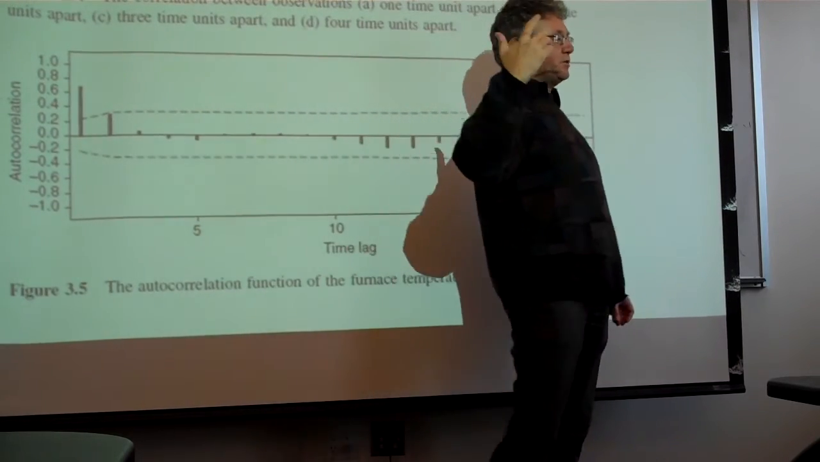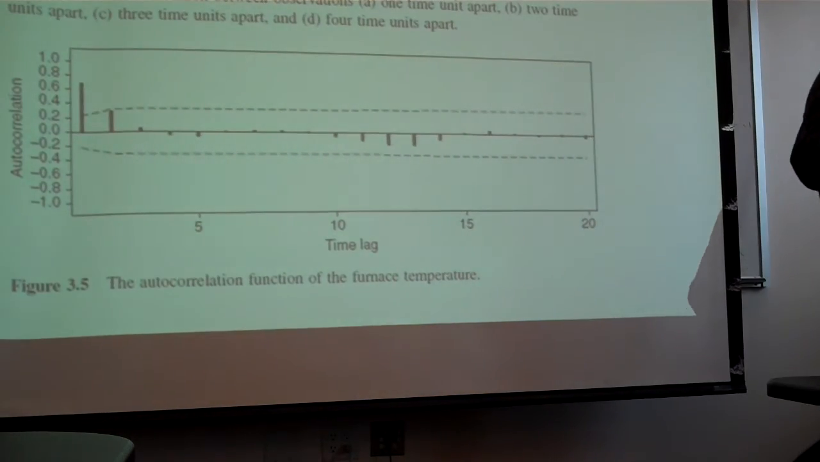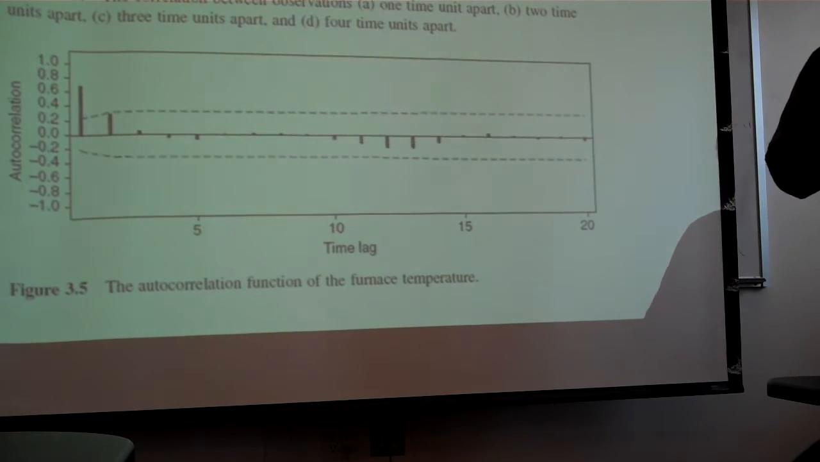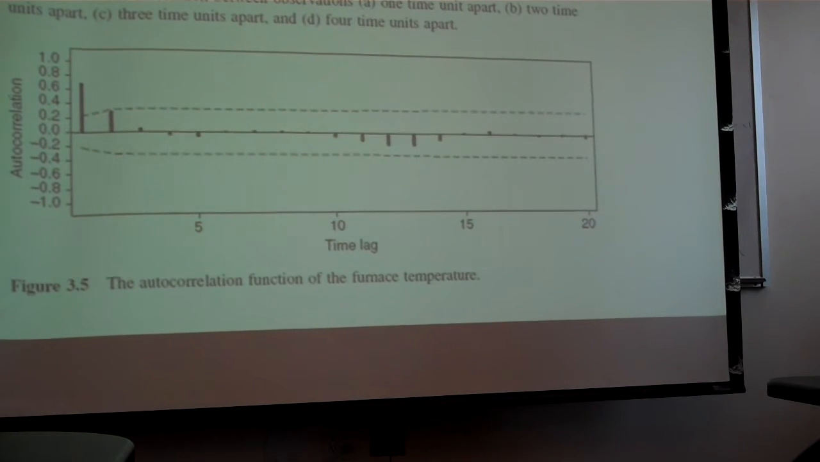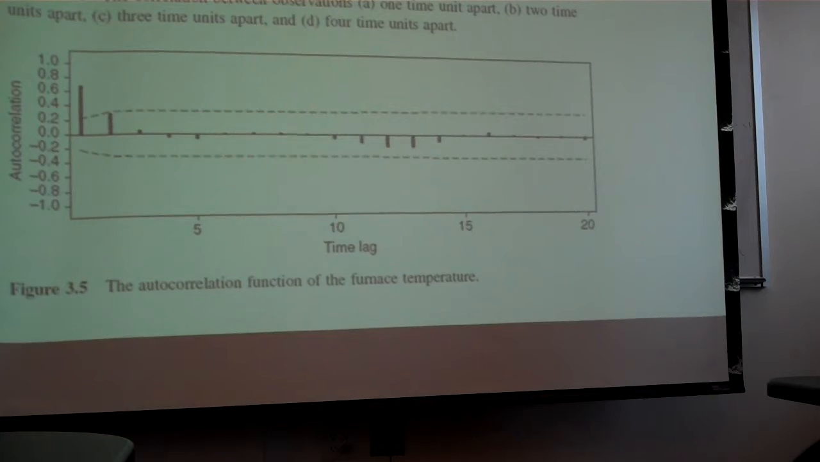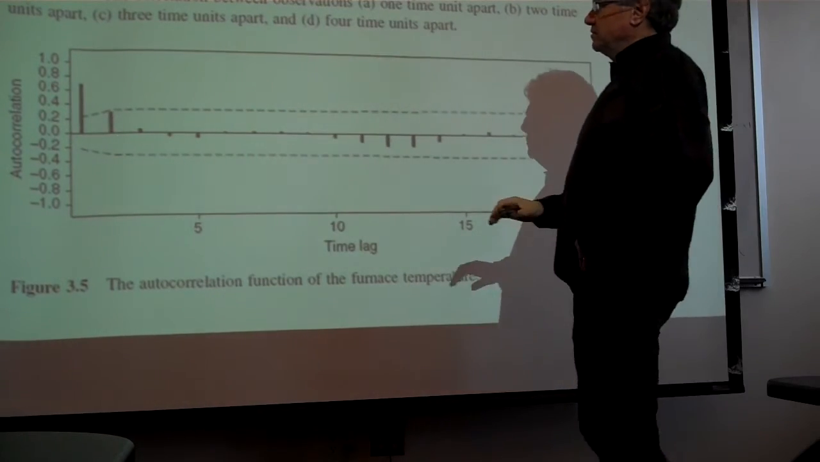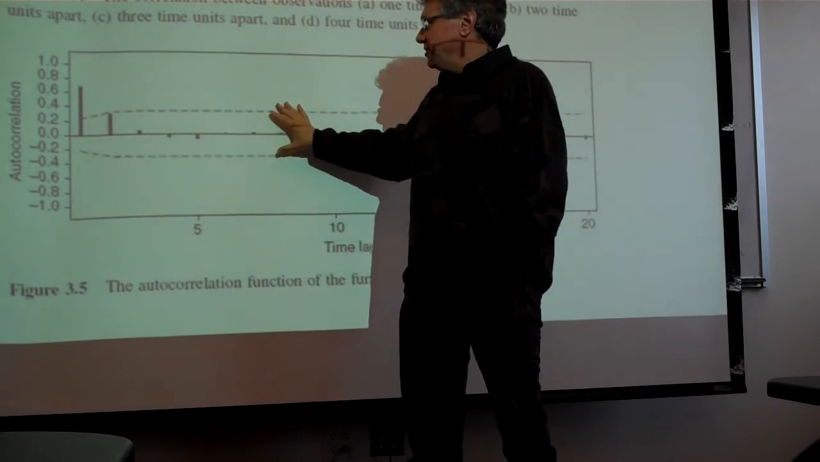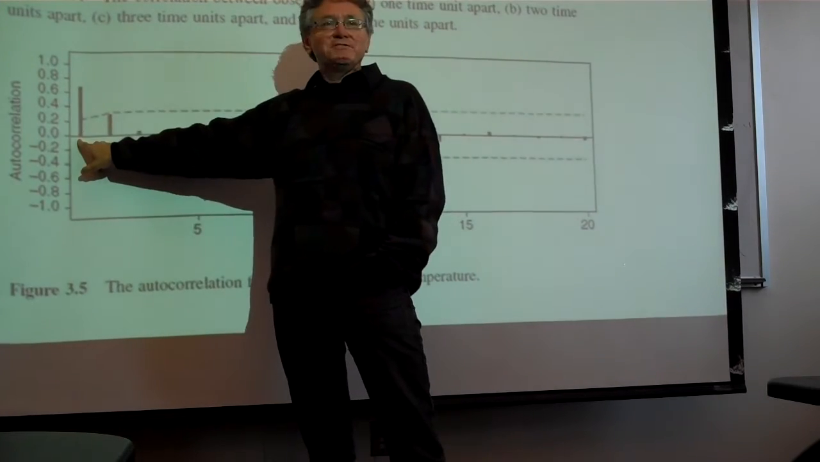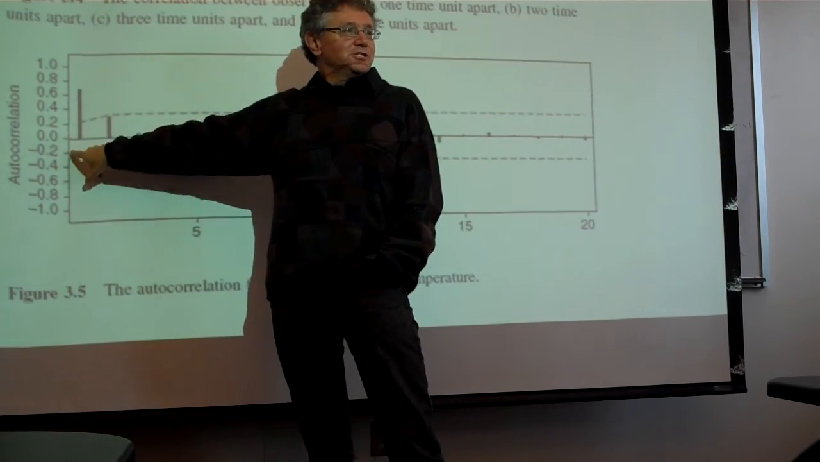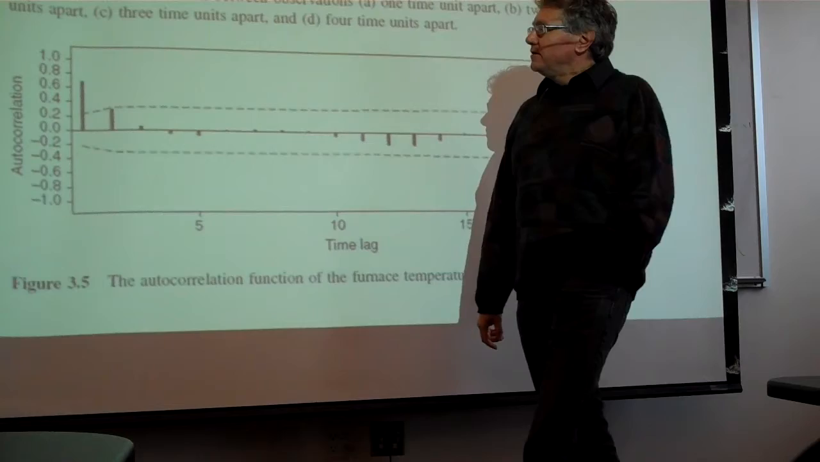This dashed line represents an approximate 95% significance test for the correlations being different from 0. Really what we see is just one significant correlation.